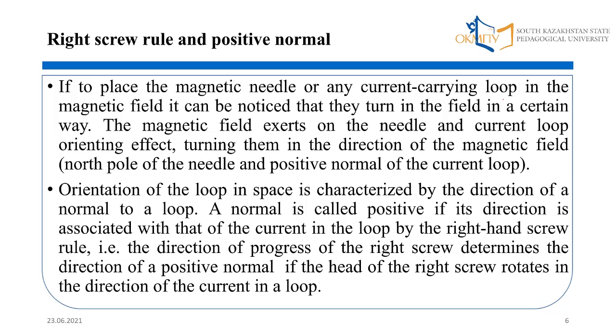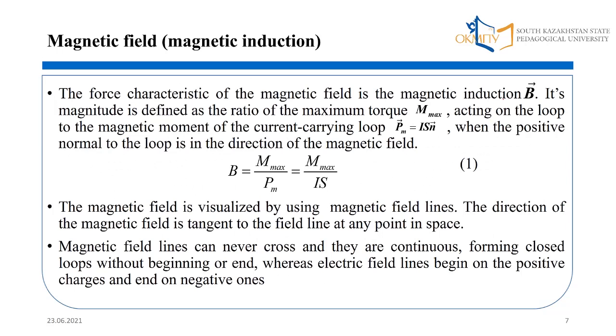The orientation of the loop in space is characterized by the direction of the normal to the loop. A normal is called positive if its direction is associated with that of the current in the loop by the right-hand screw rule. That is, the direction of progress of the right screw determines the direction of a positive normal if the head of the right screw rotates in the direction of the current in the loop.